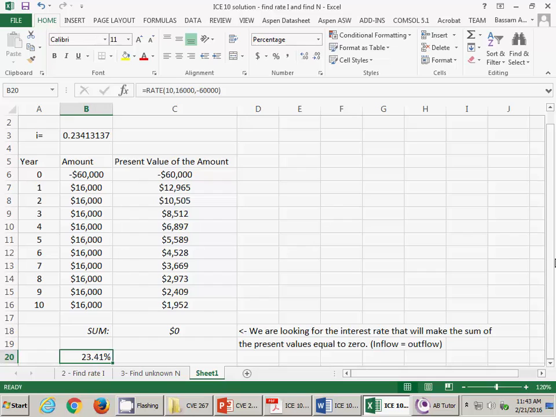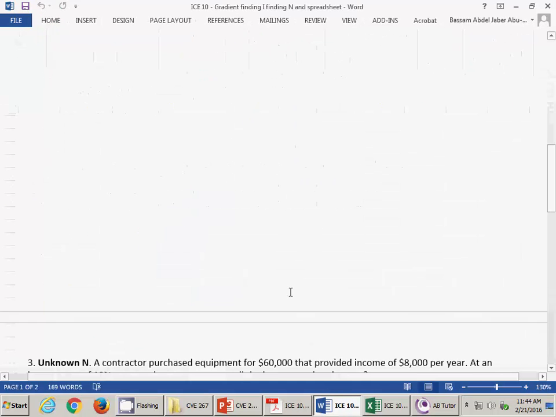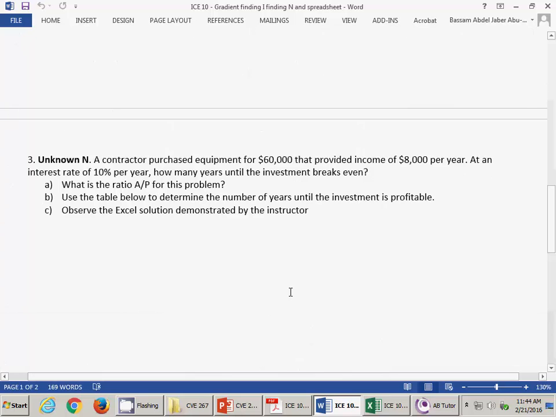All right. So I'd like for us to take a stab at this third problem. You're going to do something on paper, and then I'm going to demonstrate something on Excel. Okay, so for the third problem, a contractor is purchasing equipment for $60,000 that provides an income of $8,000 per year. And it just keeps going and going. This $8,000 is for a lot of years. Interest rate is 10%, so how many years until the investment breaks even?